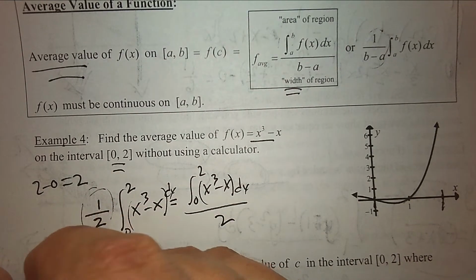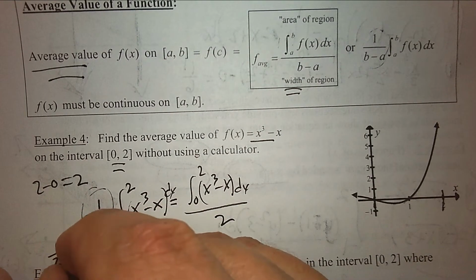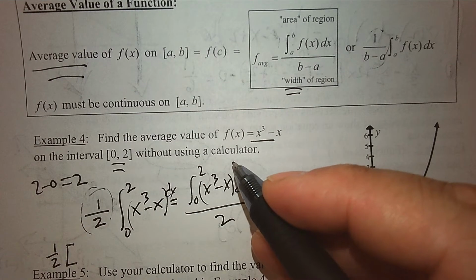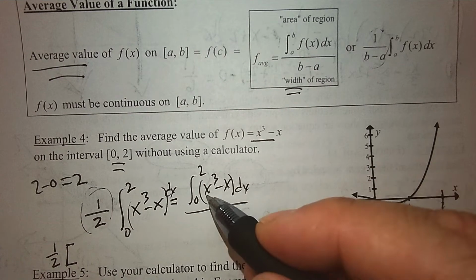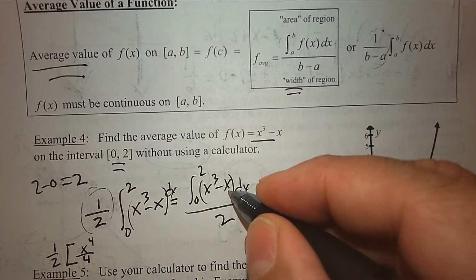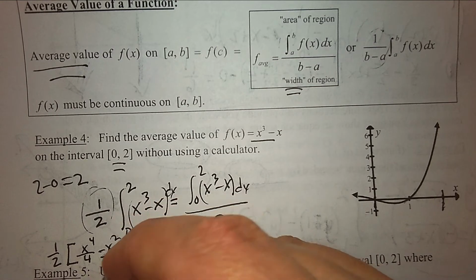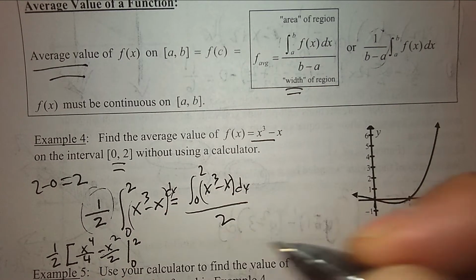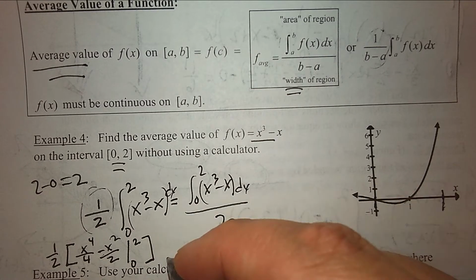With the 1/2 in front, I'm going to use brackets or parentheses. Could you integrate x cubed minus x? Add 1 to the exponent. It's x to the 4th divided by 4. This becomes minus x squared divided by 2. And we're integrating from 0 to 2. And then close it.